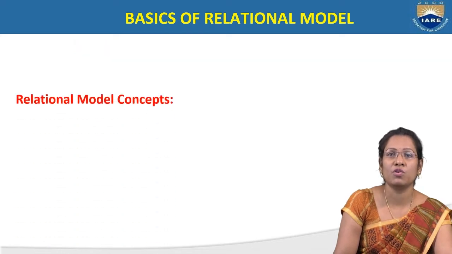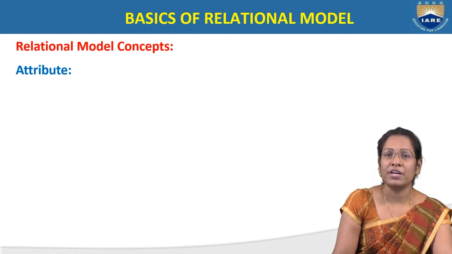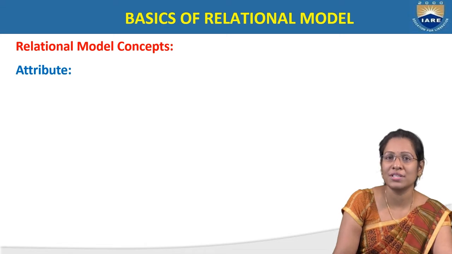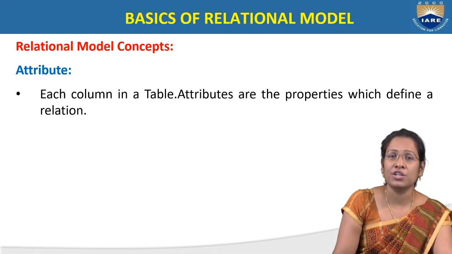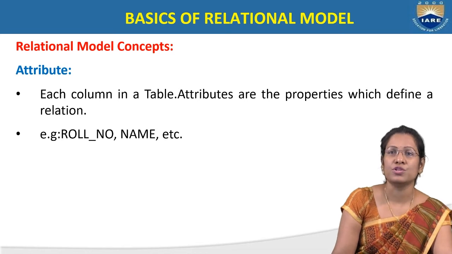First we go with the attribute. As we know, an attribute is a property of the entity. An attribute always forms the columns in the relational model. That is why each column in the table is called an attribute, and attributes are the properties which define the relation. Examples here are roll number and name. These two are the attributes or columns of the entity student or relation table student.